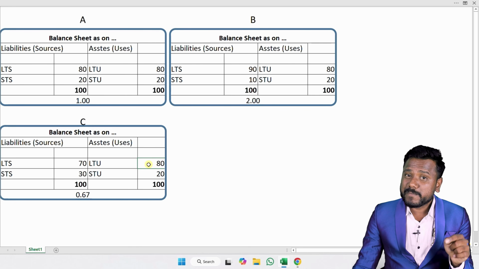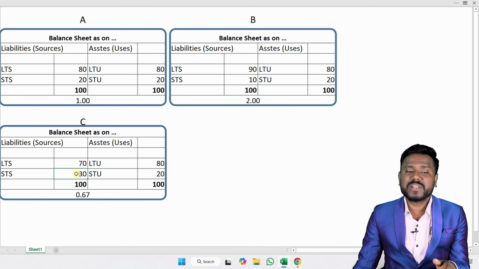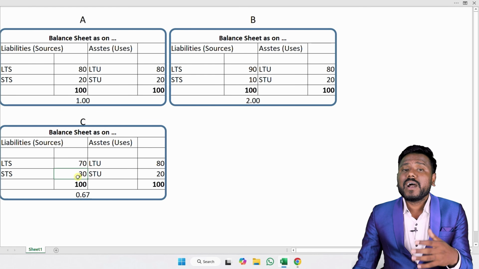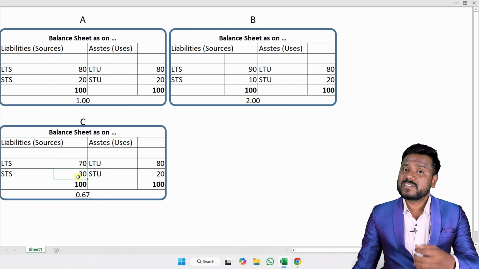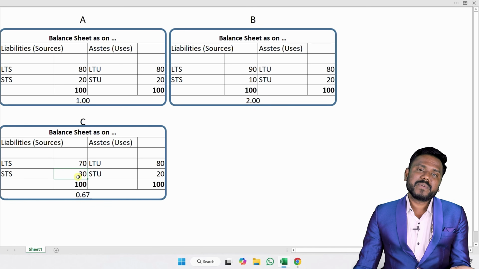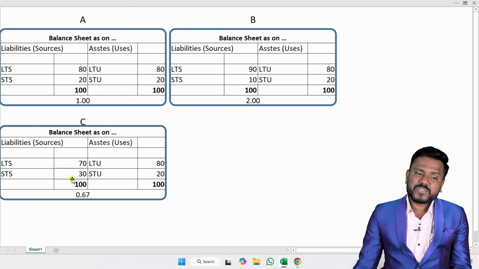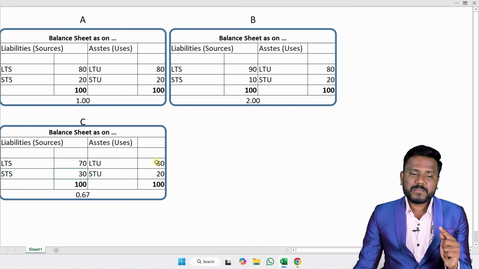So do you sell your machinery now? If you sell your machinery and clear the debt of 30 rupees, including that 20 and 10 rupees from here, in future, how will you run the business? Your business is running on the machinery. If you don't have the machinery, what is the future of your company? Your company will not exist in the near future, because you have utilized short-term sources to fund long-term uses.